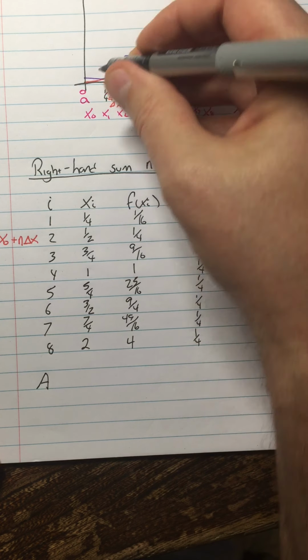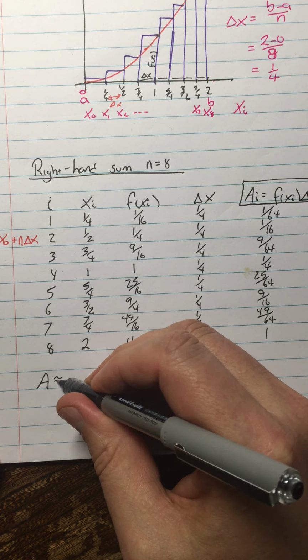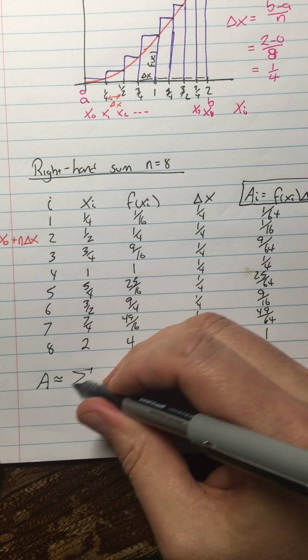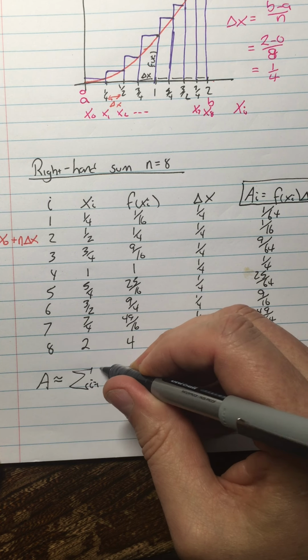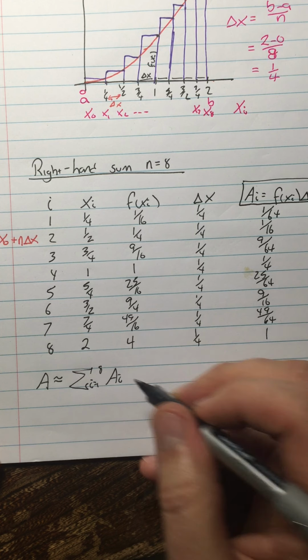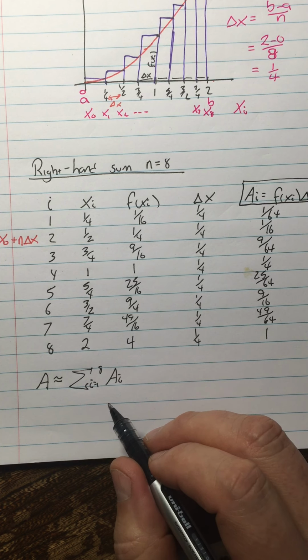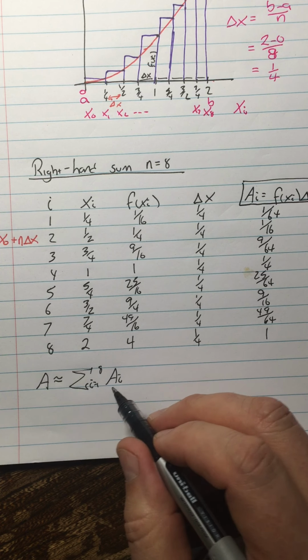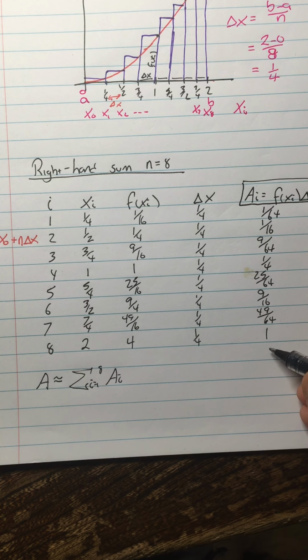The area under the curve is approximately equal to the sum from i equals 1 to 8 of a sub i. This is summation notation, so you should be familiar with this from pre-calculus. So if I do the sum from i equals 1 to 8 of a sub i, that just means add up all these a sub i's. This is a1, a2, a3, a4, etc.